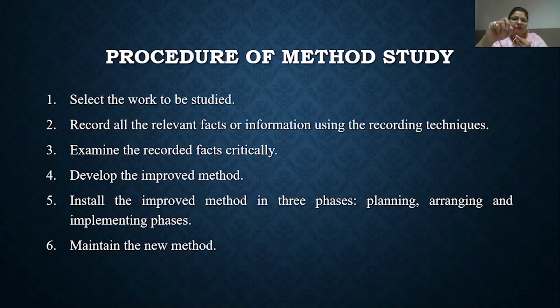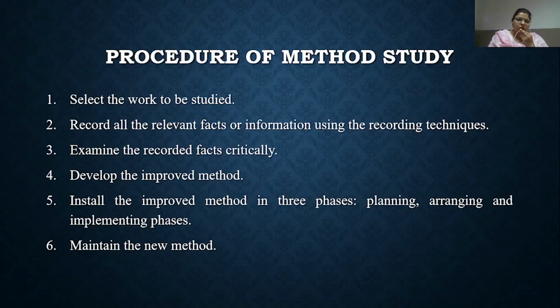Examine each and every step, like which data or which information you have collected. Check it again so that it will not create any hazard afterward. Develop the improved method, and check whether the method you have applied can give you a better result or not. If it is not giving a better result or is not up to the mark, then you have to develop another method.